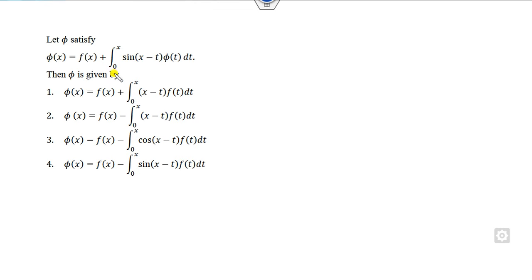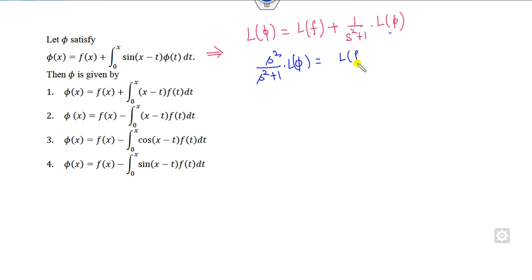Okay, look at this one. Again, it's 0 to x, so we will take the Laplace of this. Laplace of f. This is the Laplace of the sine times Laplace of phi. Now I can take this one as common. It is s square over s square plus 1 Laplace of phi. This is Laplace of f.